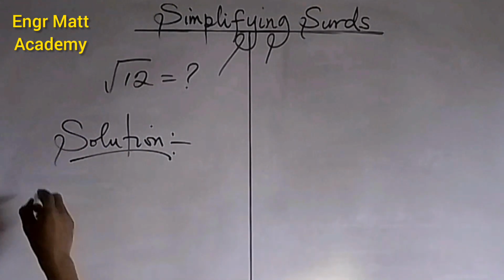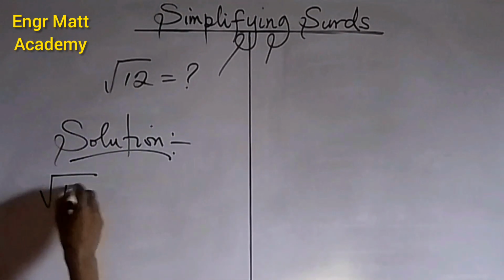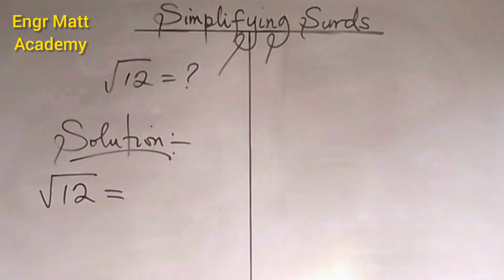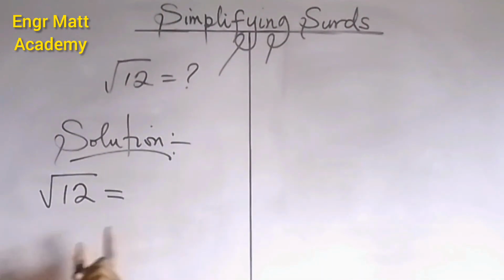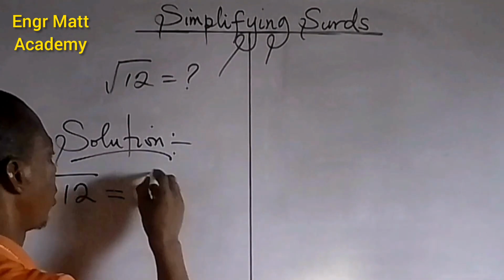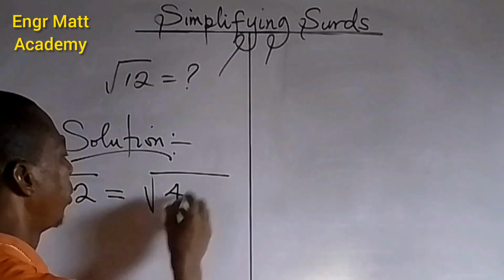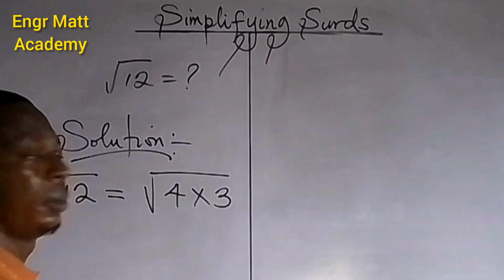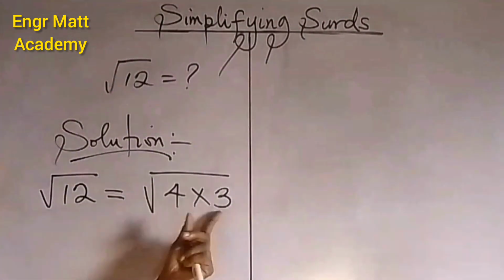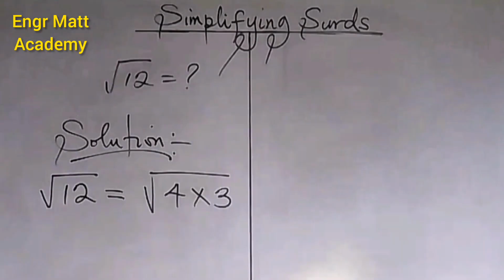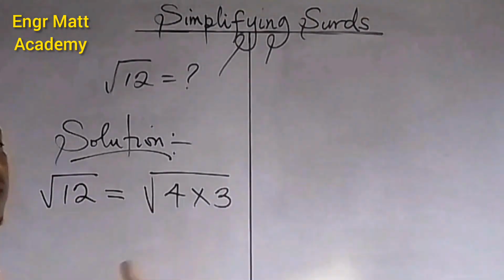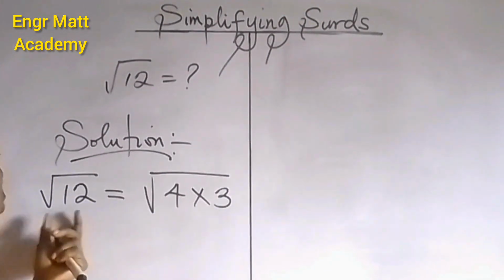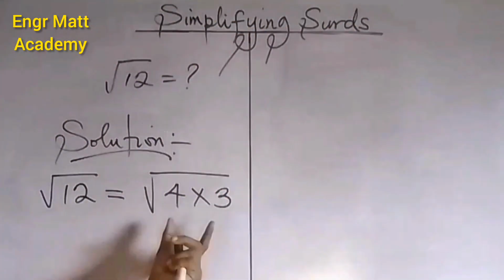Solution: root 12. So we need to break 12 into two of its factors, that is 4 times 3, because 4 times 3 will give us 12. Now root 12 and root 4 times 3 are the same thing. We are just splitting 12 so that we can simplify it.